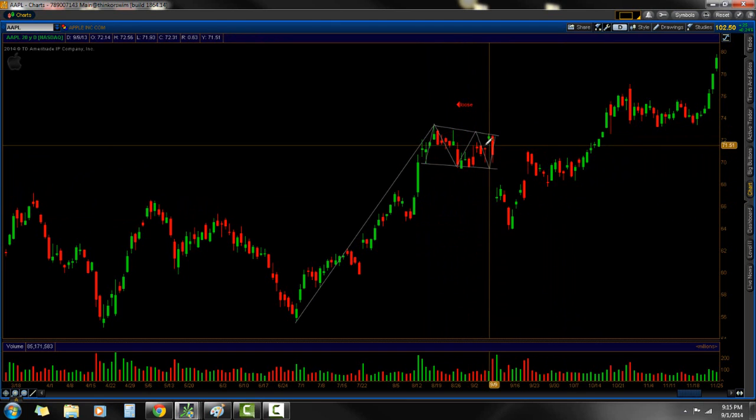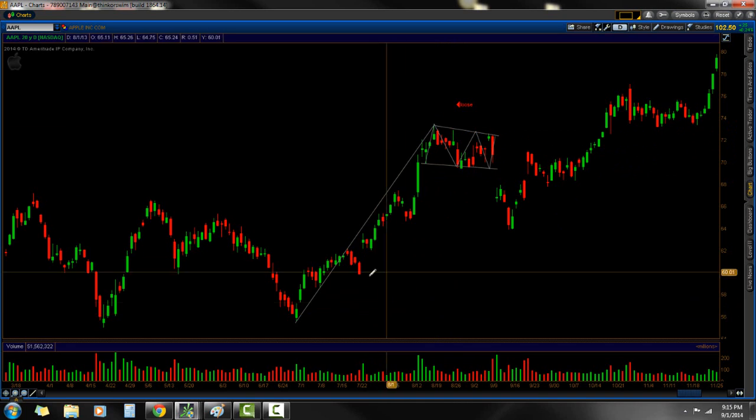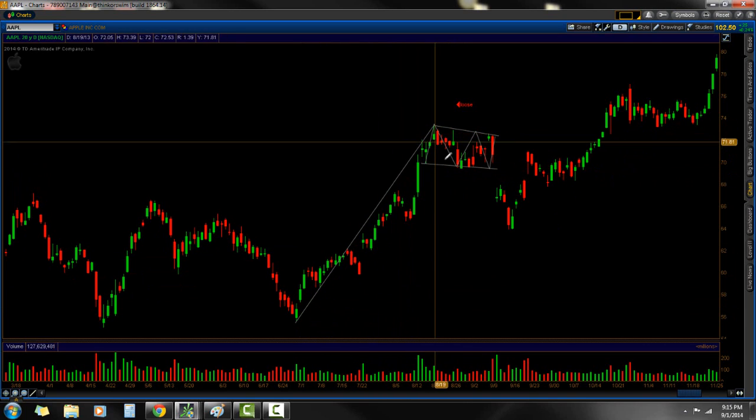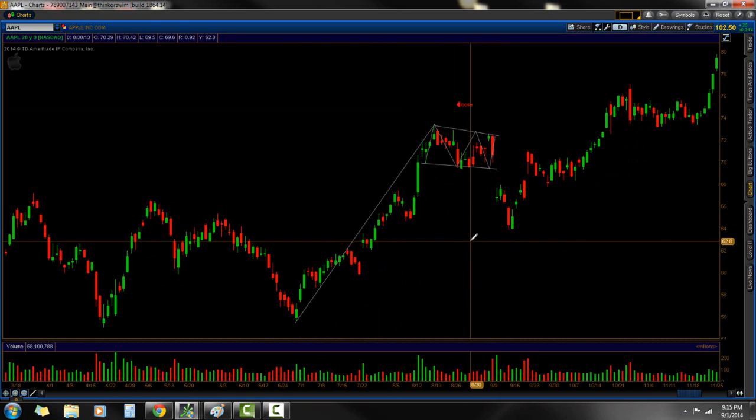But I probably wouldn't. You got little gaps here. Crappy candle, crappy candle, crappy candle. All this black space, crappy candle. All this crap. So you got a decent flag. You got decent price action. But it's not perfect. If you want to go out there and look for a better one, do so.